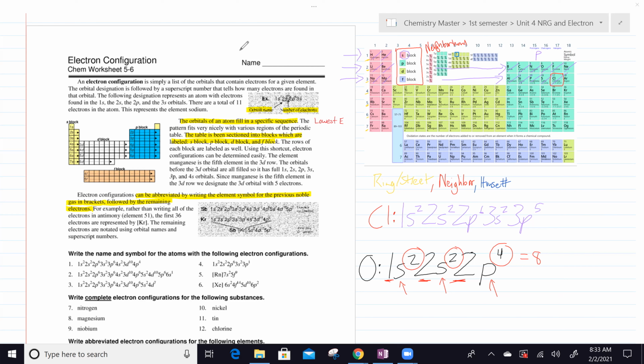All right. And so how could we check to make sure Lexi is right? Oh, then add the numbers. Add the little numbers. Excellent. So you're looking for 17 because that's chlorine's atomic number. So 2 plus 2, that's 4, plus 6, so now we're at 10, plus 2, that's 12, plus 5, 17. 17 electrons. Excellent.